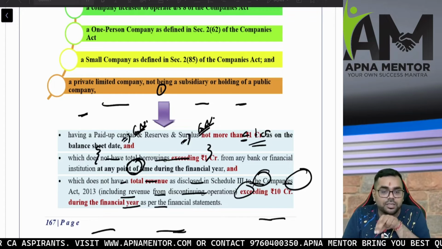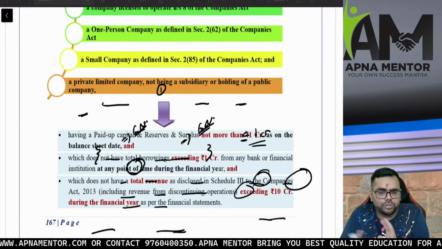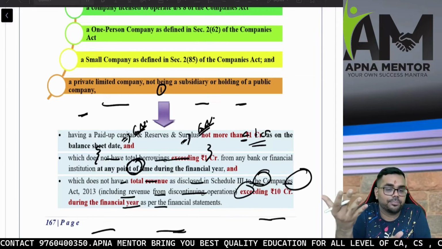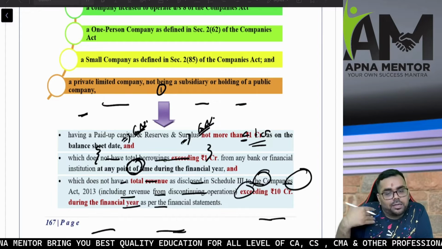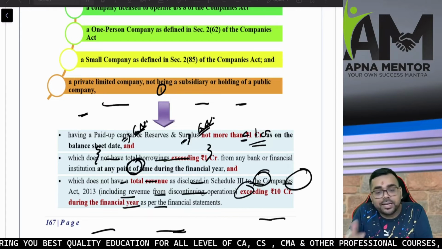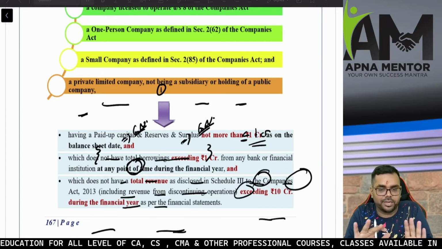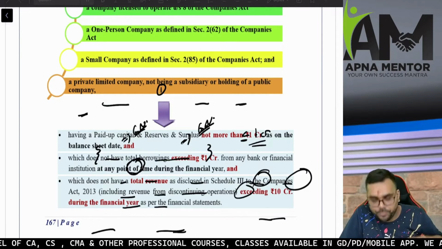The first condition: the private limited company shall not be a subsidiary or holding of a public company. So it should not be connected to that public company. For a public company, CARO is always applicable, and for any company connected to a public company, CARO is always applicable. A private company needs exemption, so you should not be a subsidiary or holding of a public company.